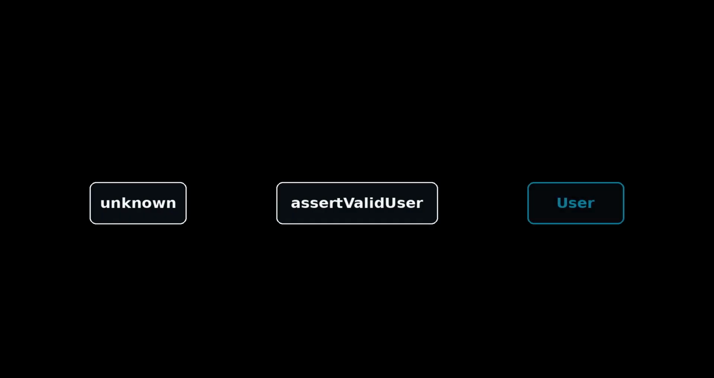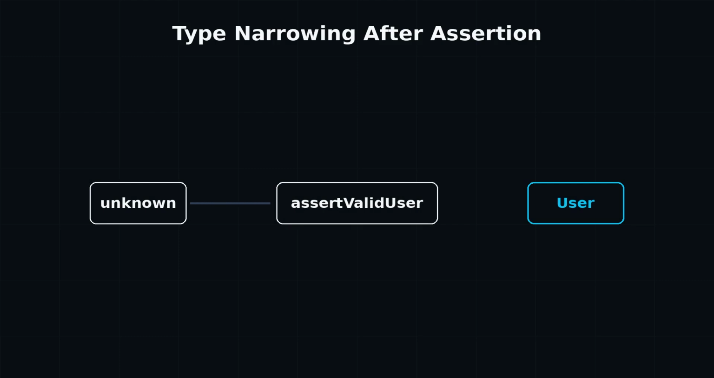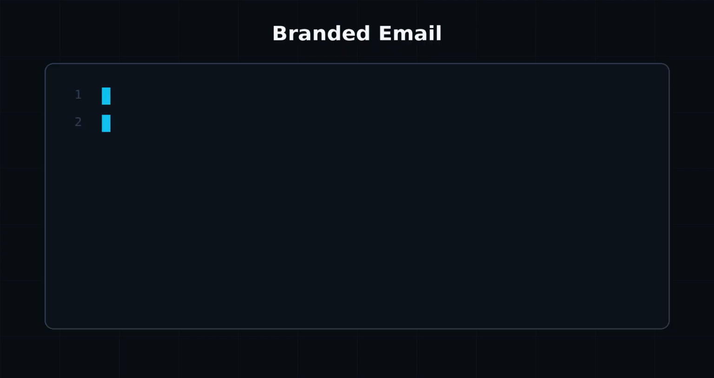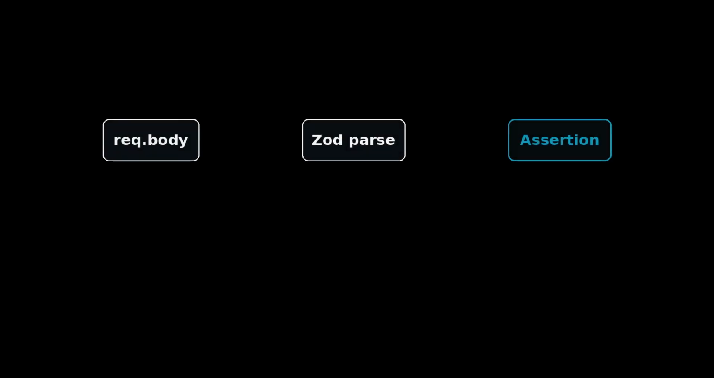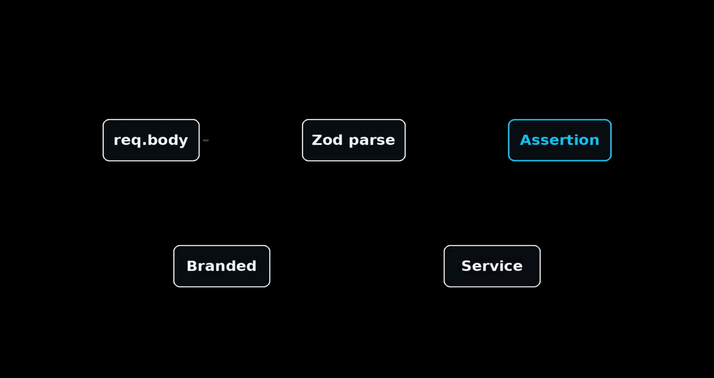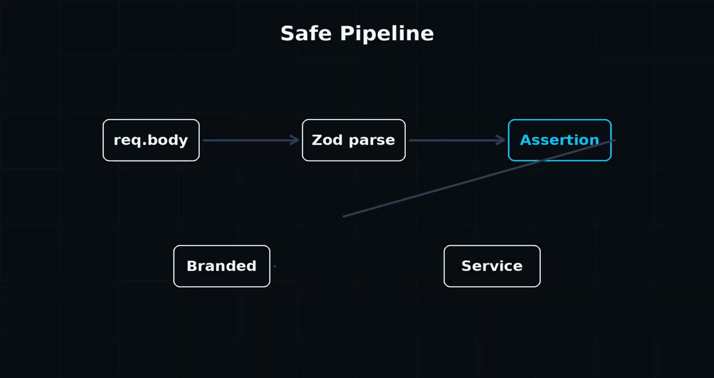Zod gives you a validated object at the boundary. But what stops a future developer from passing a raw req.body deeper into the service layer, bypassing validation? TypeScript's assertion functions provide a compile time guard. You can write a function like assertValidUser(body: unknown): asserts body is User. After that call, TypeScript narrows the type so the rest of the code knows it's safe. Similarly, branded types let you distinguish a raw string from a validated email. You define type Email = string & { __brand: "Email" }, and only the validation function can create it. Then your business logic only accepts Email, preventing accidental misuse.